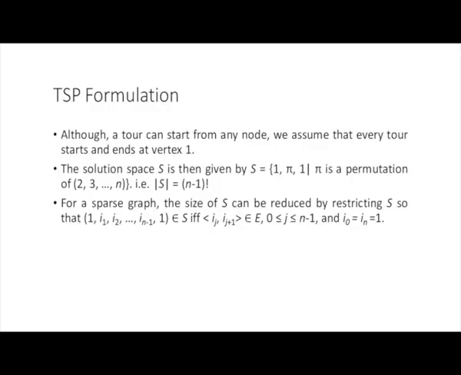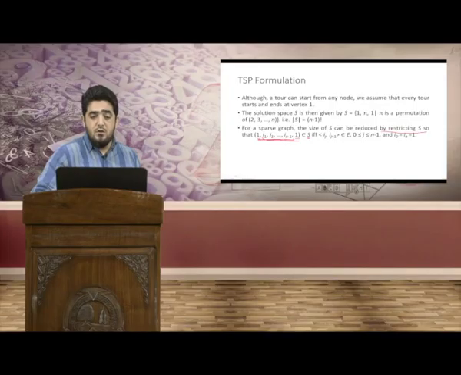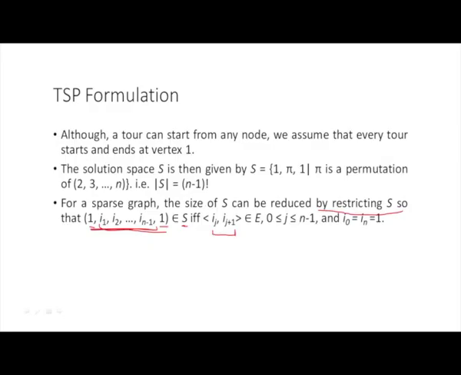For a sparse graph, the size of S can be further reduced, as you can see on the slide, by restricting S so that it has this particular property. Now what does this property say? So our solution starts from vertex 1 and ends at vertex 1, and these are the intermediate nodes or vertices in our solution. Now we'll say that this sequence belongs to the solution if and only if the consecutive intermediate vertex pair i of j comma i of j plus 1 belongs to E.